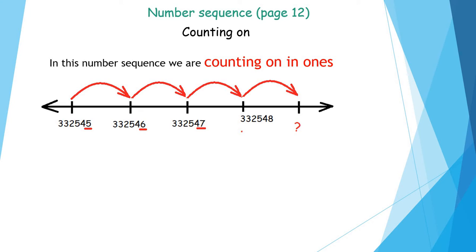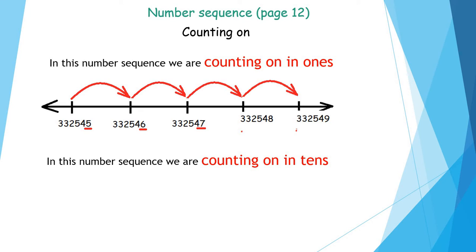Okay, so we are counting 1 each time. Now look at the next number. It should be the 8. Okay, so we are adding 1 to the ones. It's 8 now. Then we are adding 1 to the ones place again. It's 9. So the final number, we are just adding 1 each time to the ones. Perfect.